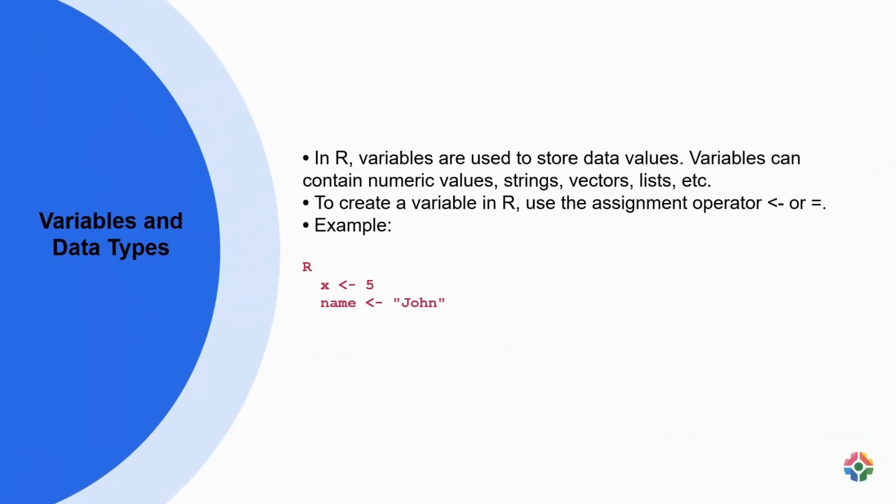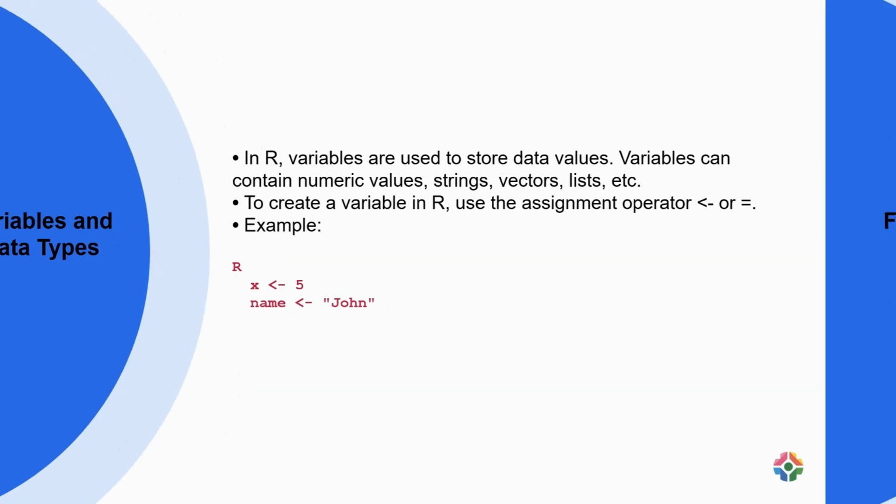Variables in R are used to store data values such as numeric values or strings. To create a variable in R, the assignment operator <- or equals = is used. For instance, to assign the value 5 to the variable x, you would write x <- 5. Similarly, to assign the string John to the variable name, you would write name <- "John". This allows you to easily manipulate and work with different types of data within your R program.